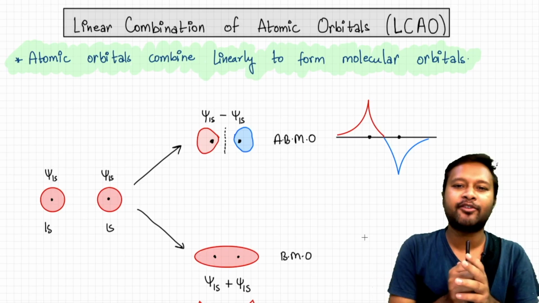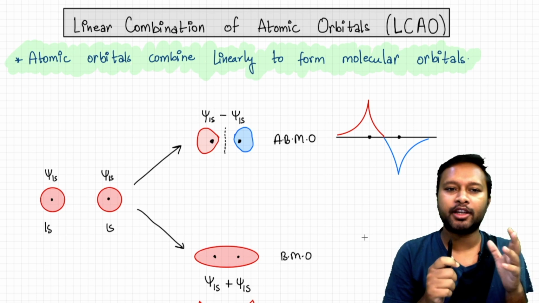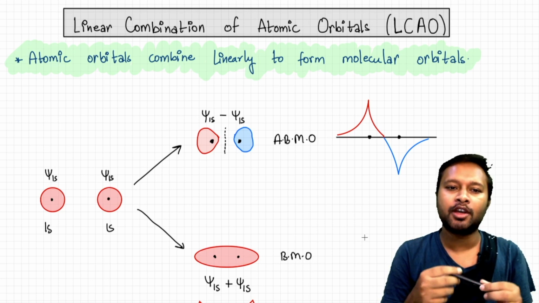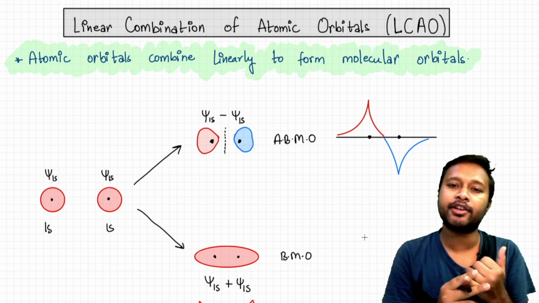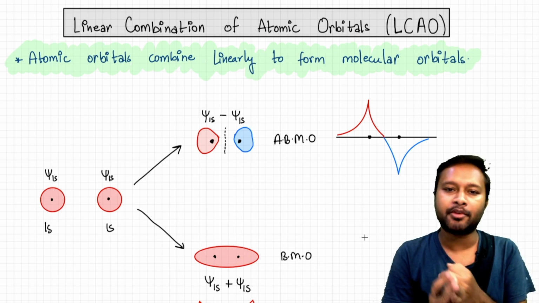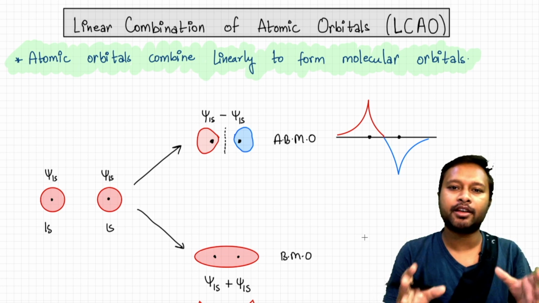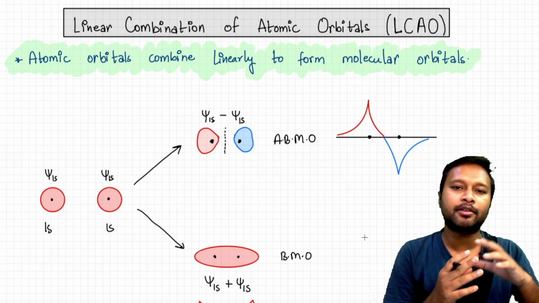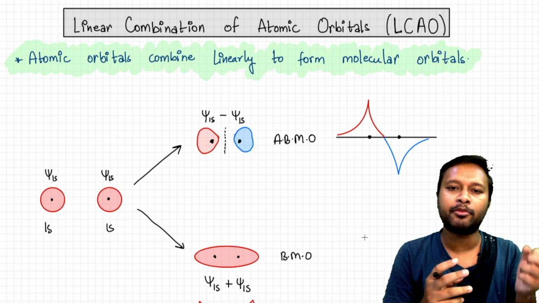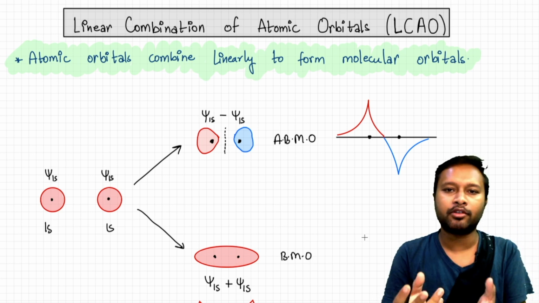Alright, so we will start from this interactive slide over here, which talks about the linear combination of atomic orbitals. If you have read about molecular orbital theory anywhere, in your coordination chemistry, chemical bonding or quantum mechanics, the basic definition of the molecular orbital theory says that you will have atomic orbitals which are going to linearly combine, and they are going to form molecular orbitals.